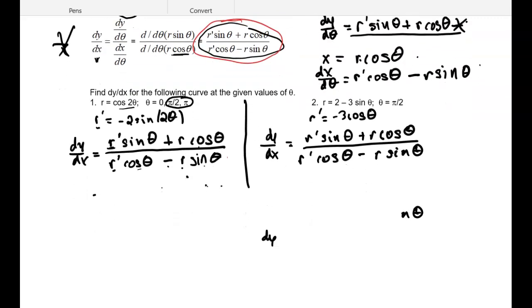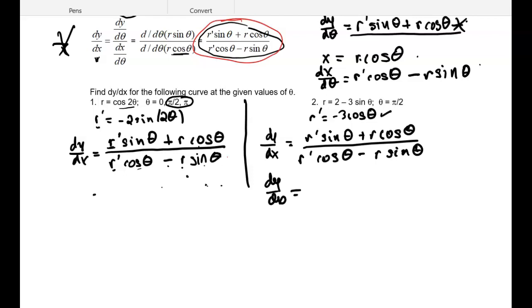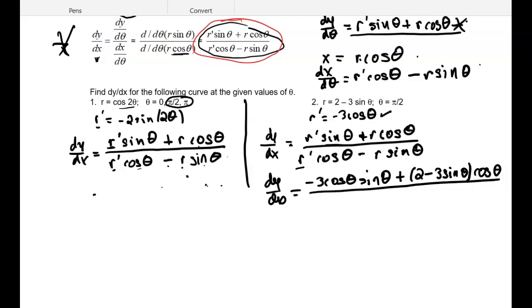So in this one, when we do our substitution, dy dx would equal r prime. Here's our r prime for this one, so negative 3 cosine of theta times sine of theta, plus r. So here is our r, 2 minus 3 sine of theta, and then times a cosine of theta, divided by r prime, so negative 3 cosine theta, and then cosine theta, minus r, so 2 minus 3 sine of theta, times sine theta.